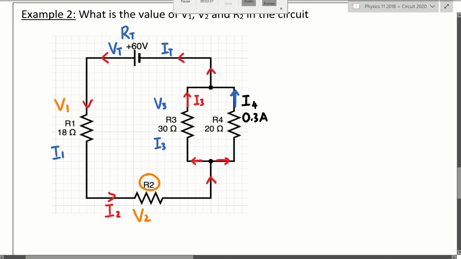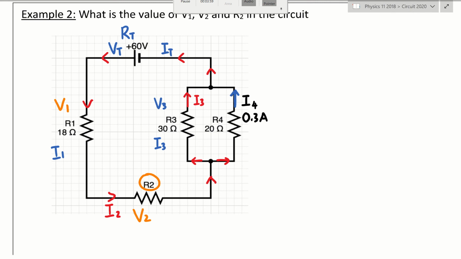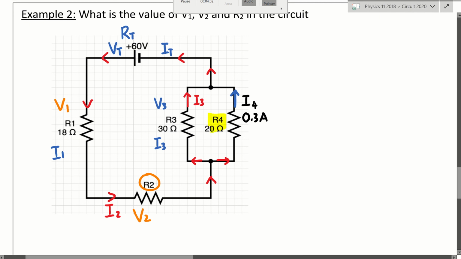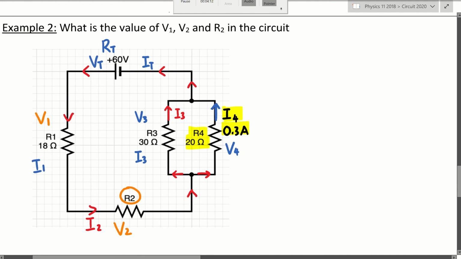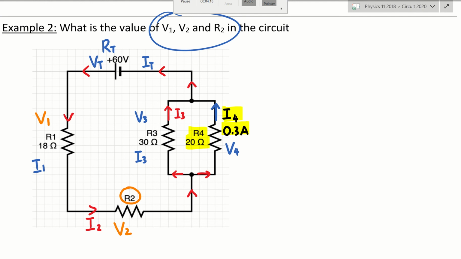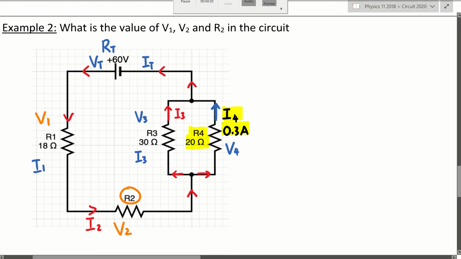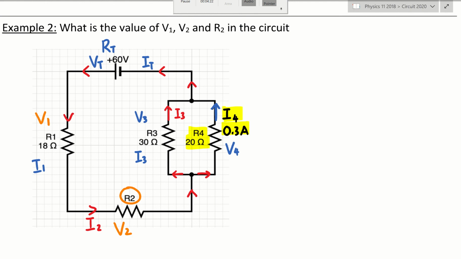The only location where we have anything going on is R4, because I have I4 and R4. That's 2 out of 3 things in Ohm's law, so I can figure out V4. How does figuring out V4 help us? The question doesn't ask for V4. I don't know how it helps me, but it's the only thing I can do right now, so we'll do that.